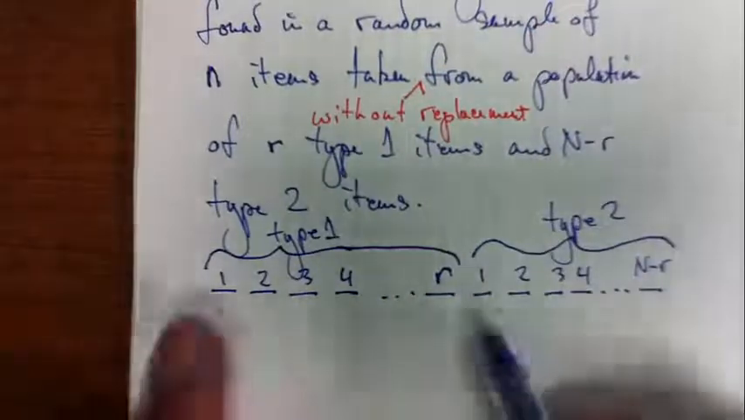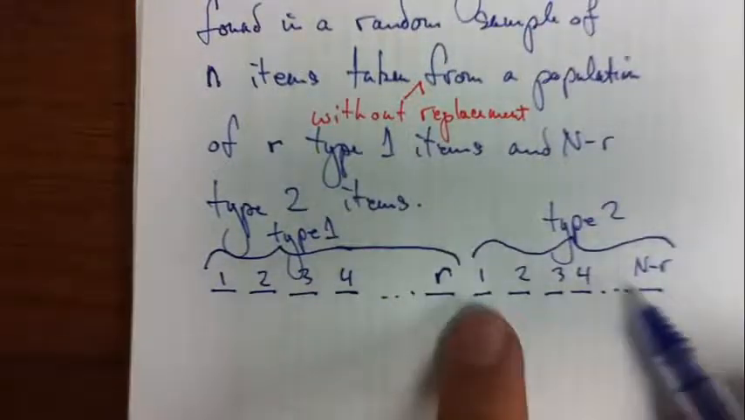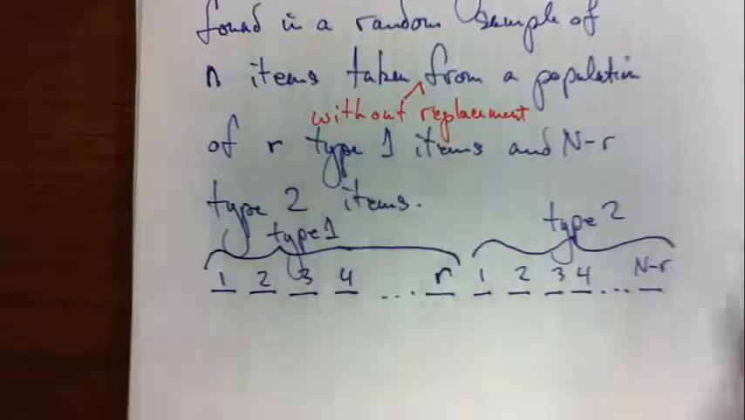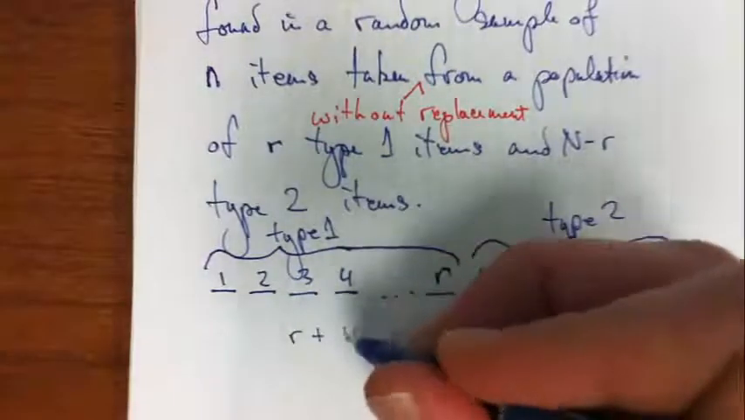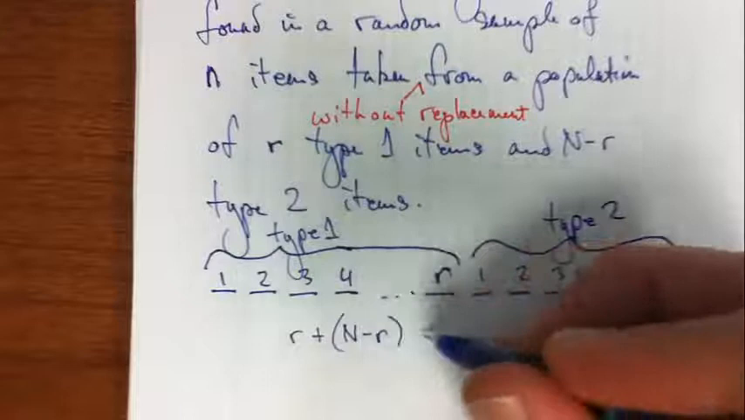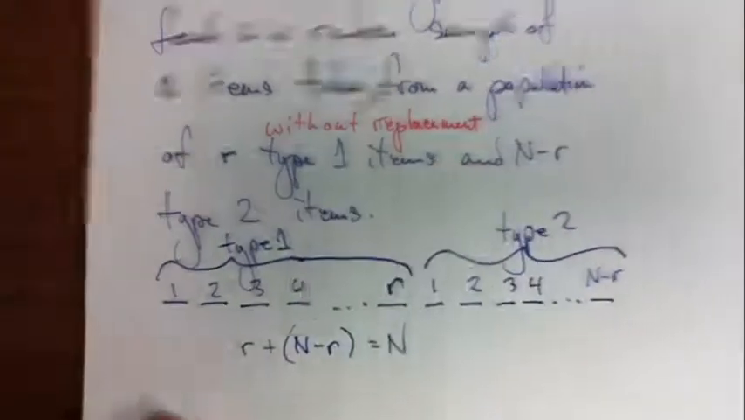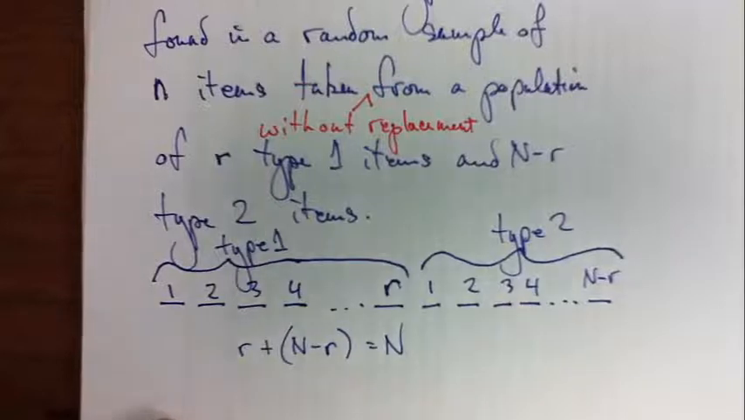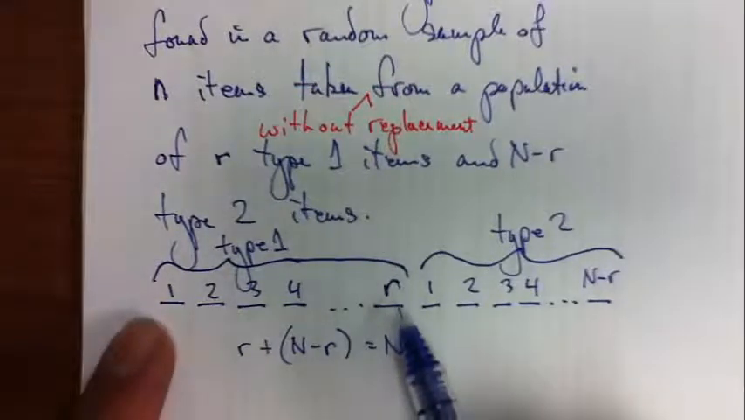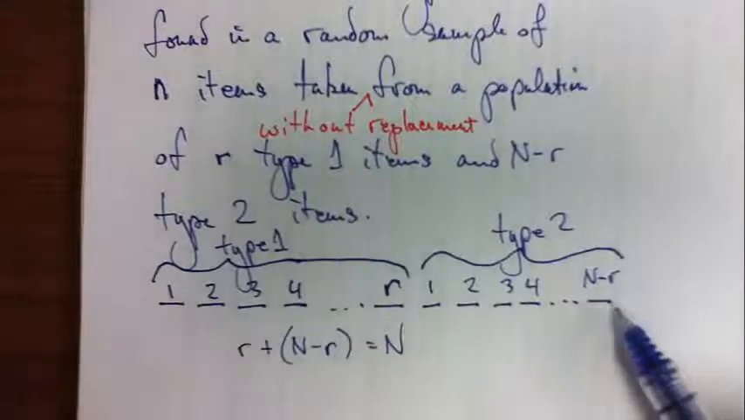I've got R type 1 items and N minus R type 2 items, right? R plus N minus R is, of course, big N. So big N is like our population size. It's the total number of items, okay? R of them are of type 1, and the rest are of type 2, okay?